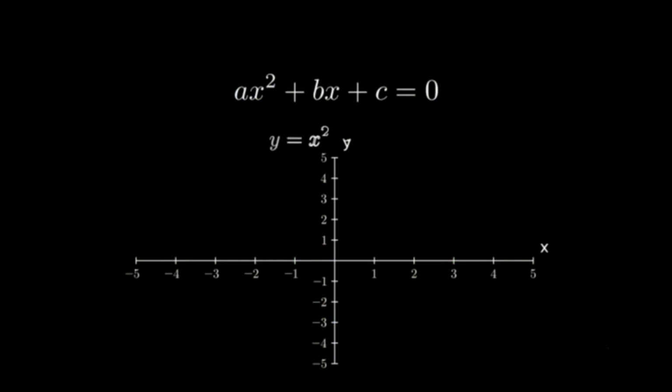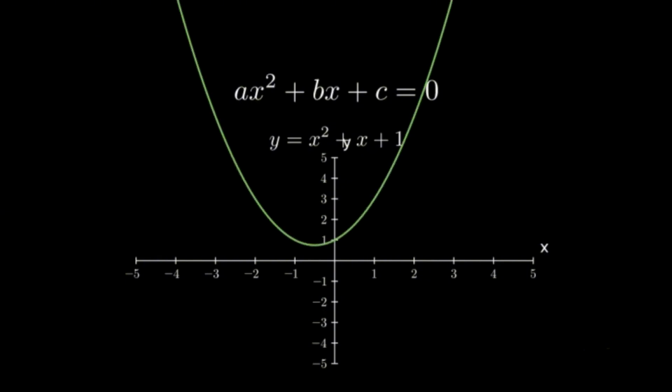Many equations don't have simple factors or nice rational roots, which is why we need a more general approach like the quadratic formula. Consider this new equation, y equals x squared plus x plus 1. Unlike our previous example, this quadratic can't be easily factored because it doesn't have rational roots.